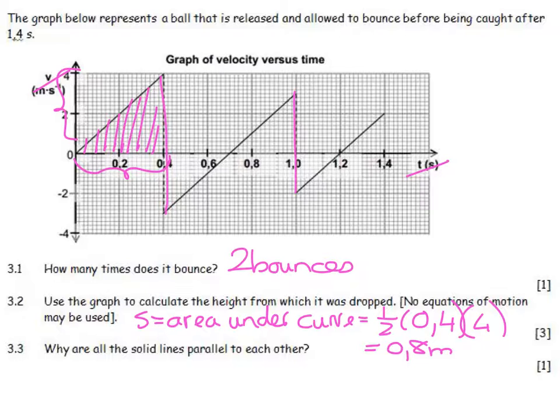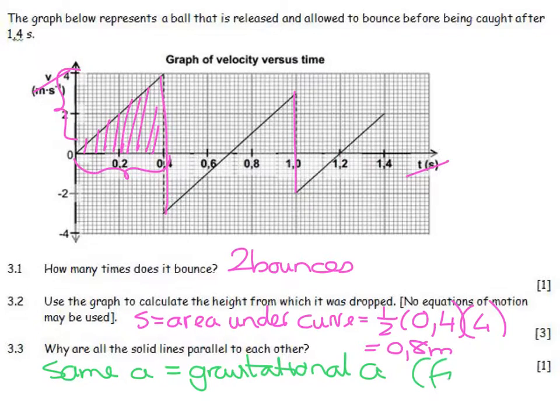Why are all the solid lines parallel to each other? They are all the same acceleration, which is equal to gravitational acceleration. Why? Because they are in free fall.